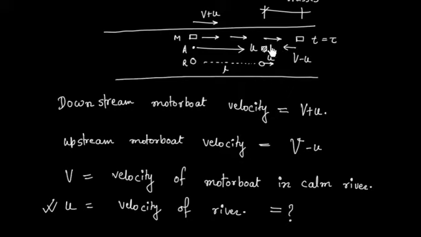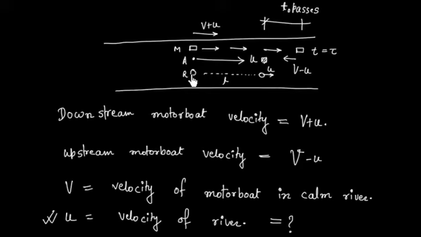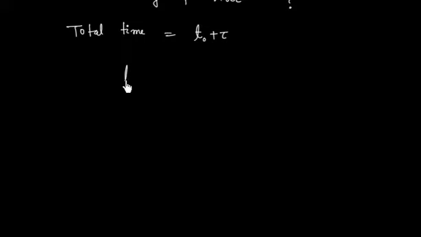So total time is t naught plus tau. Now what is the distance traveled by this raft? This is tau, because the raft is also moving for this time, t naught plus tau. So the distance traveled by the raft is L, and this can also be calculated as t naught plus tau multiplied by the velocity. This is the u. Are you getting or not?